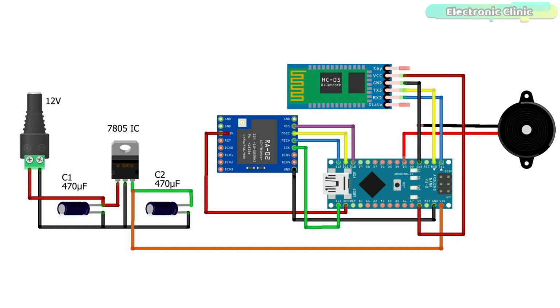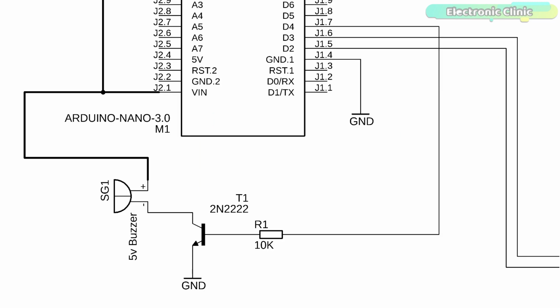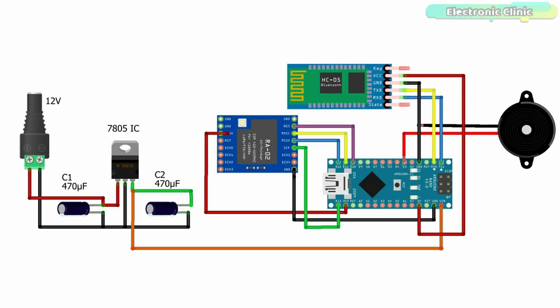If the buzzer draws more current and it doesn't turn on, then you can use a driver circuit as explained in my previous LoRa-based project. You can see the driver circuit simply consists of a 2N2222 NPN transistor and a 10 kilo ohm resistor. Now let's take a look at the programming.